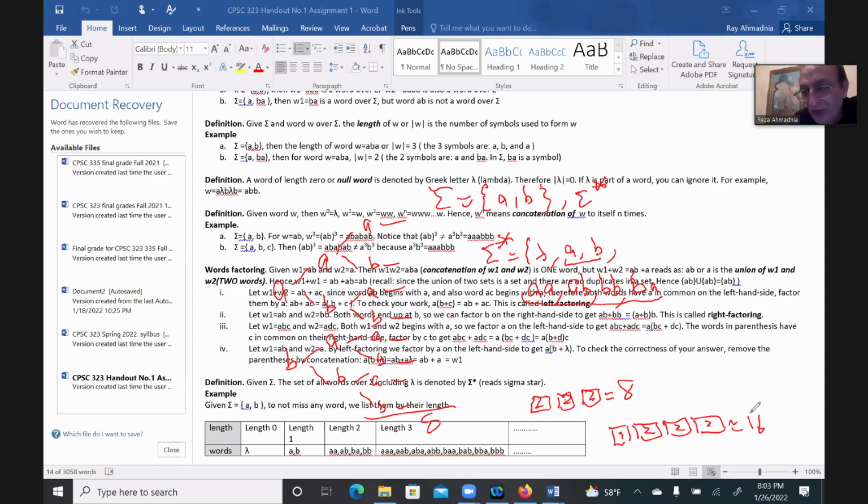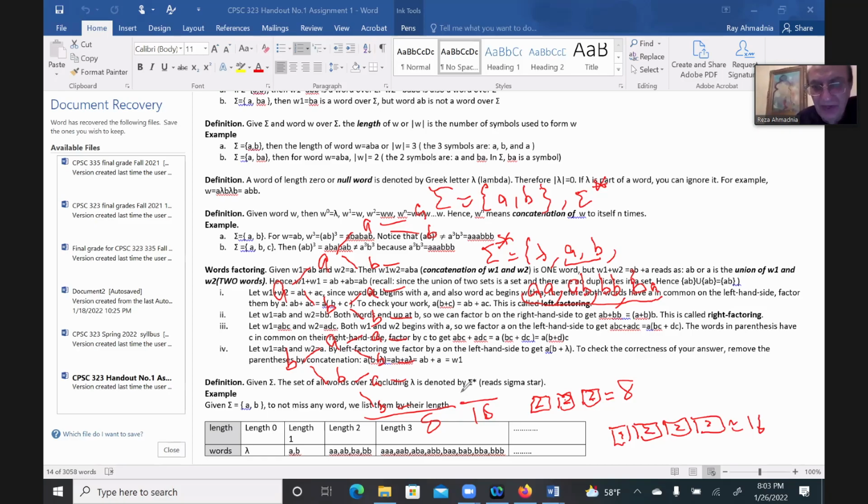Okay, how do you write them down? Exactly the same. This is the first position. This is the second one. This is the third one. And then this one here is the last one. So altogether, you are going to end up with 16 words of length 4.